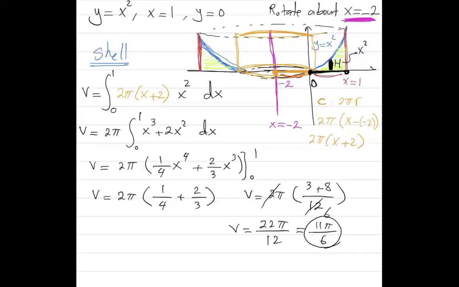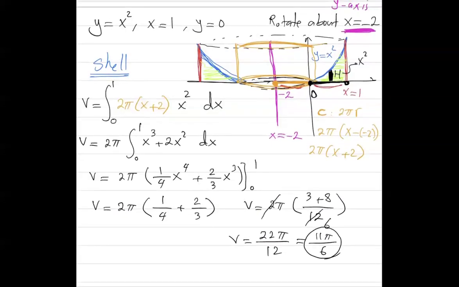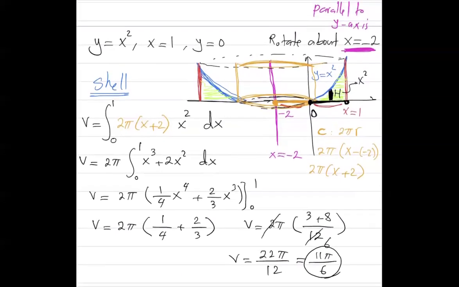If you were to use the washer method, that's a different story, right? You have to write everything in terms of the other variable, in terms of y, because your cross section has a radius which depends on y. So it should be written as x equals square root of y, and then use that as the radius to the second power. But the volume must be the same. At the end, when you do the calculation, you must get 11 pi over 6.